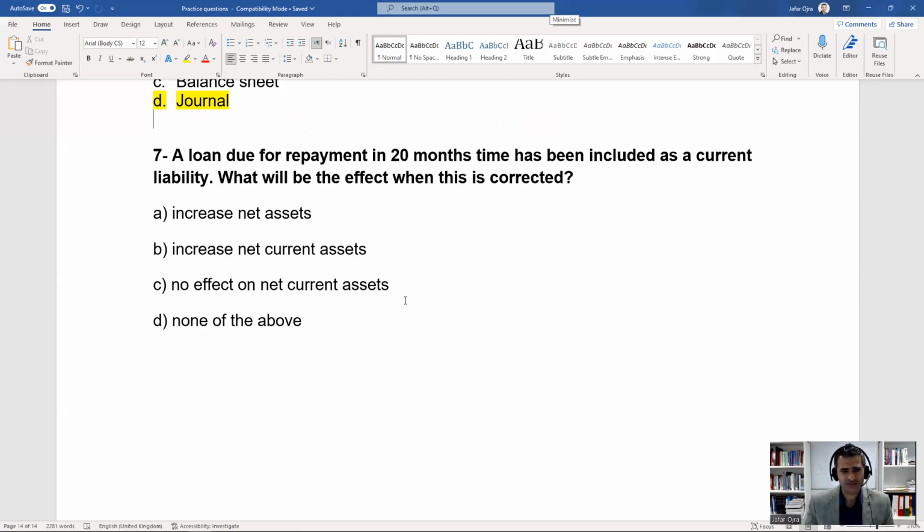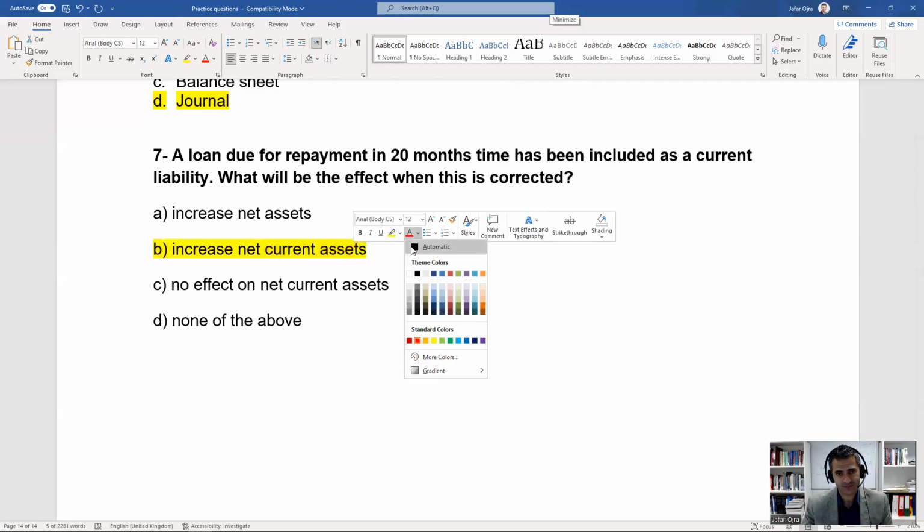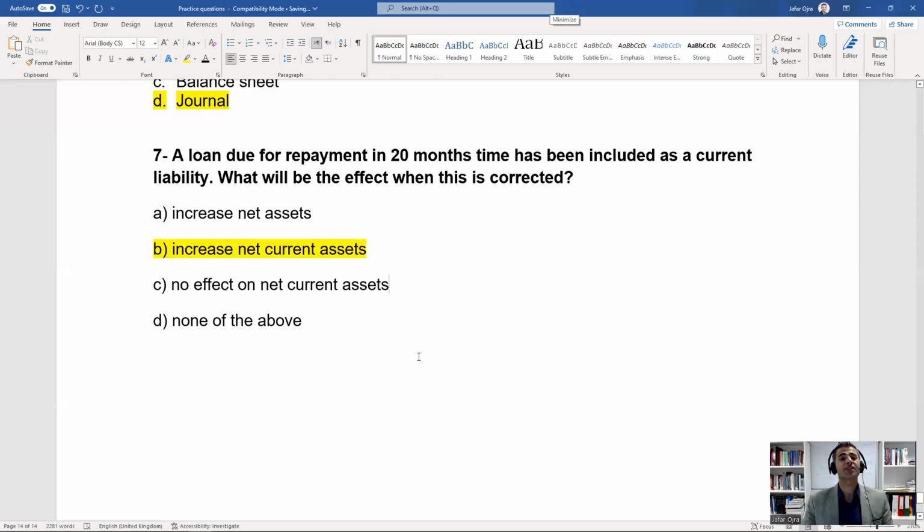The options: increase in net assets, increase in net current assets, no effect on net current assets, and none of the above. So the answer is that the net current assets should be increased. So the answer is A. It's B, sorry. The answer is B. So there is an increase in net current assets. Why is there an increase in net current assets, guys? I'm telling you why. Let me show you an example so you can understand.